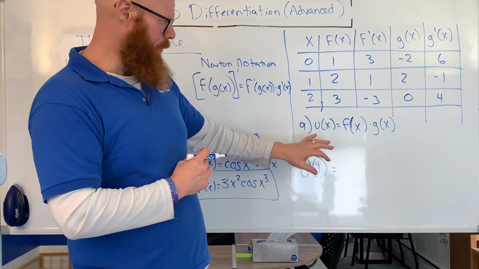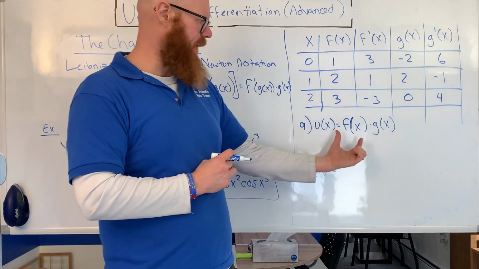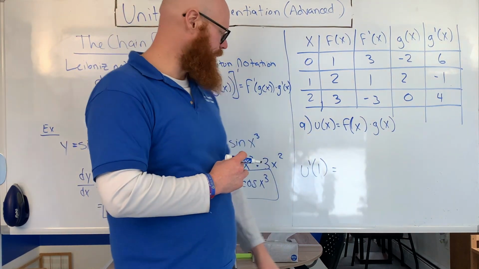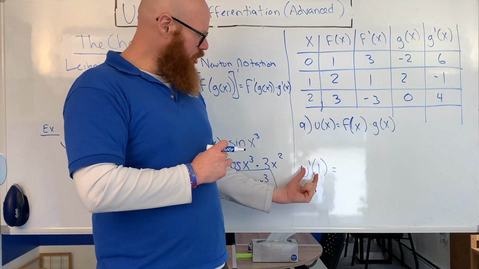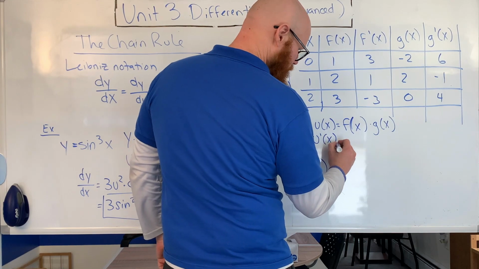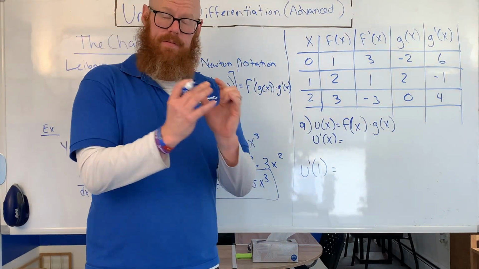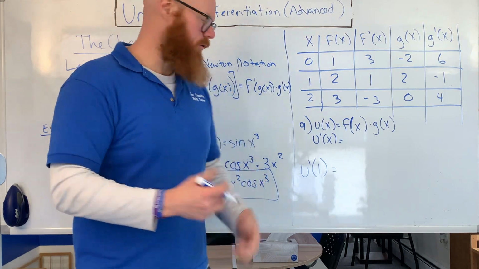So the first example that we're going to take a look at is u of x is just some function that's defined as f of x times g of x. And we have to find u prime of 1. So that means we got to find u prime of x first. Well, this is a product. It's a product of f times g. So we have to use the product rule.